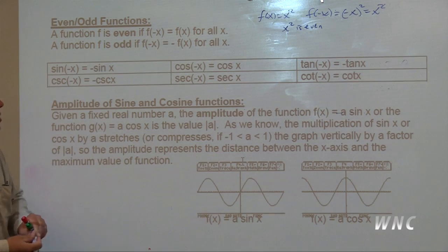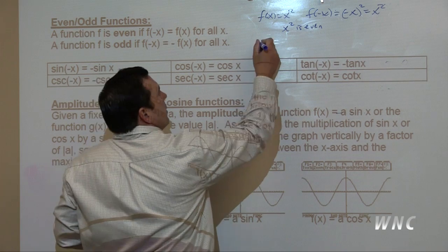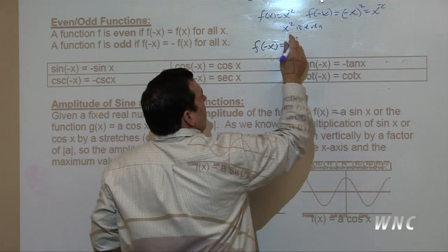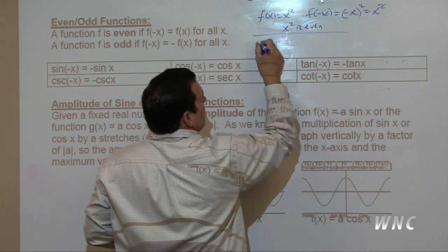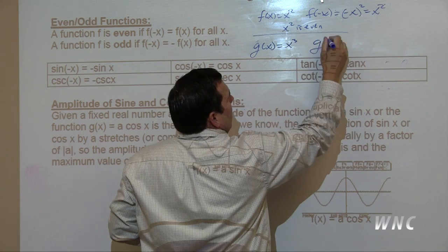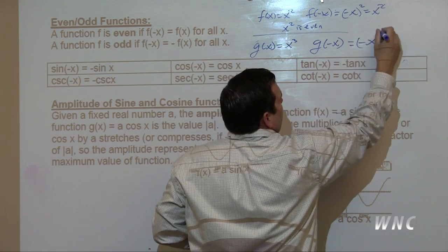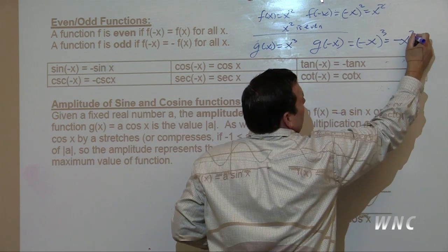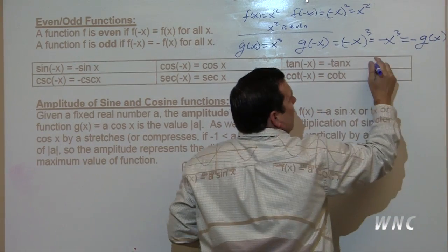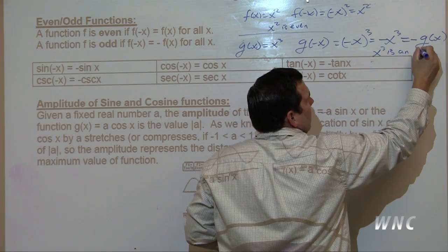For an odd function, f of negative x would be the negative of f of x. Let me give you another one. Let's say g of x is x cubed. G of negative x is the negative of x quantity cubed, which is negative x cubed, which is the negative of what we started with. So x cubed is an odd function.